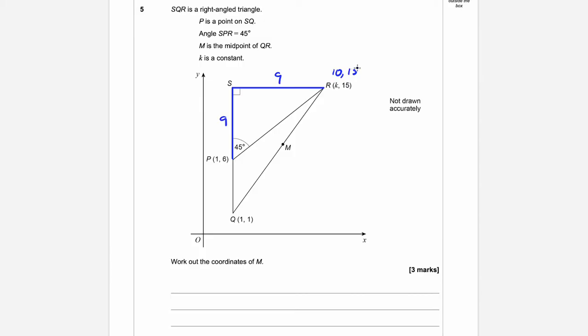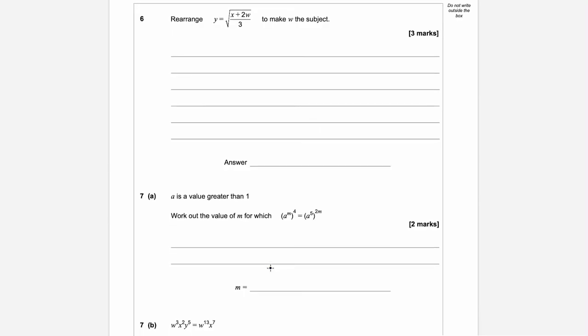So that's 10, 15. Now what's the midpoint of 1, 1 and 10, 15? Well, I can't tell you straight away, but it's 10 plus 1 over 2. Let me just do the working here, guys. It's 10 plus 1 over 2, comma, 15 plus 1 over 2, which is 5.5 and 8. So coordinates of M, 5.5, comma, 8. Okay, that's question 5. Question 6.